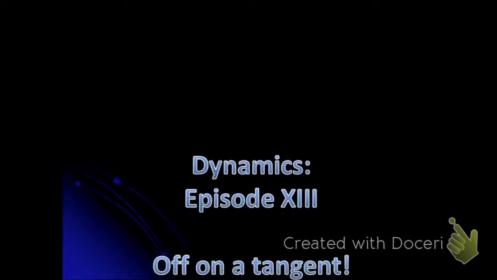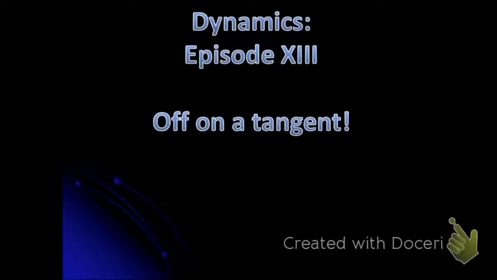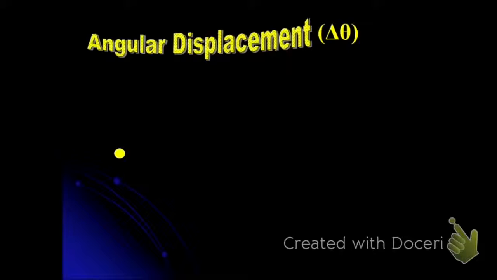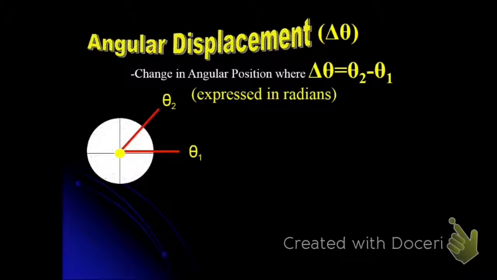Today we're going to continue our discussion of circular motion by talking about some new angular quantities, and we might go off on a bit of a tangent. The first thing we'll discuss here is angular displacement, which is delta theta, and it's just a change in angular position. Just like displacement is a change in position, position 2 minus position 1, or final minus initial, and this is the same thing except we're looking at where the rotation of the object is in terms of radians, so this will be in radians.